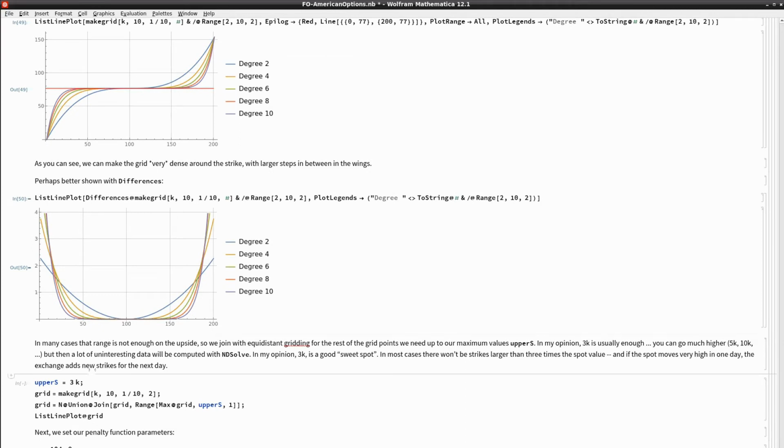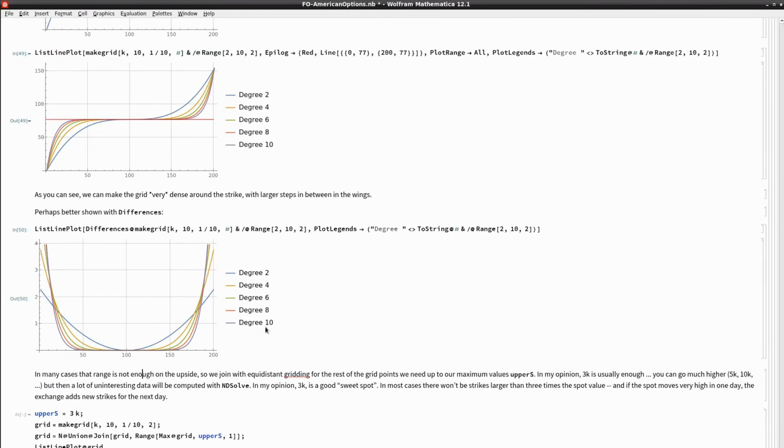Okay, so next I want to point out that in many cases that range is not enough. I've just gone to an upside of 10 with a step length of a tenth here, plus minus 10 in steps of a tenth. That may not be enough on the upside, though it should be enough on the downside, right? Because stocks can never go negative. In theory, they can go up to infinity. So it may not be enough on the upside, and we want to join with equidistant gridding for the rest of the grid points. We need to look at our maximum value upper S.